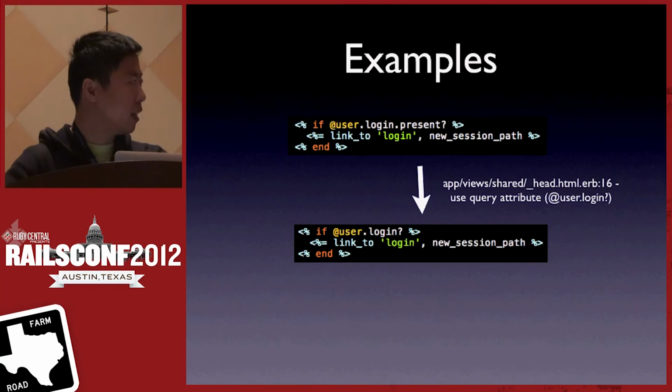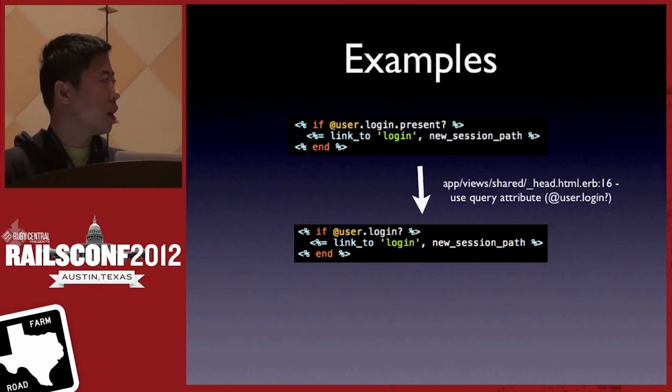And this is an example of a suggestion to use a Rails default helper method. Like in the top code, the code reads the user's login attribute and checks if it is present. And the Rails Best Practices gem will suggest that you should use the query attribute. By query attribute, I mean you can directly call login? on the user to check if the attribute exists.